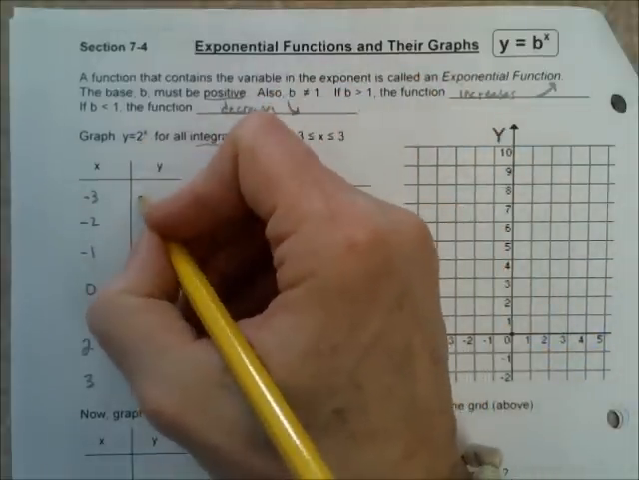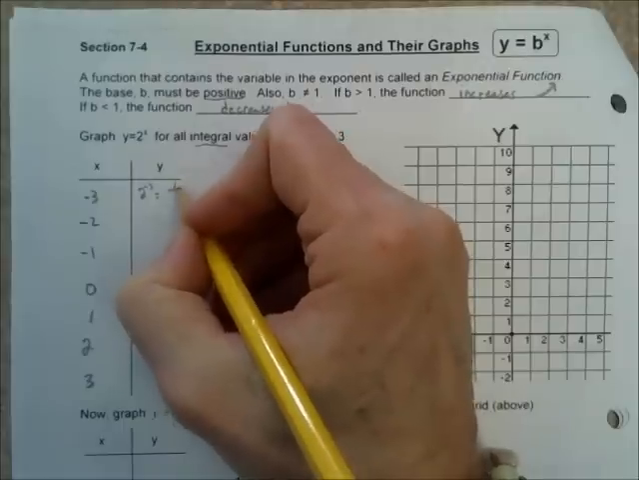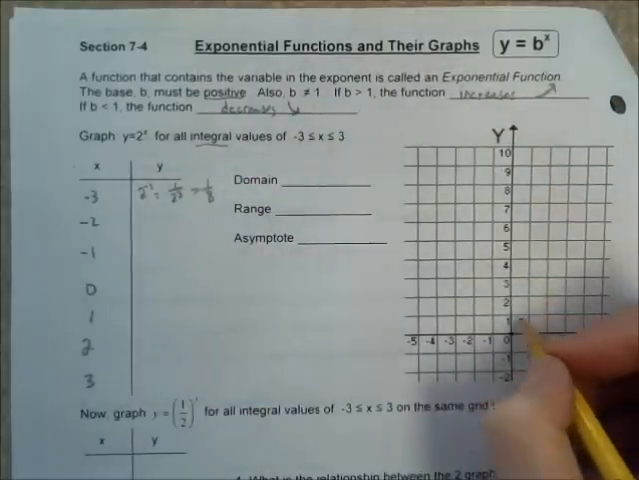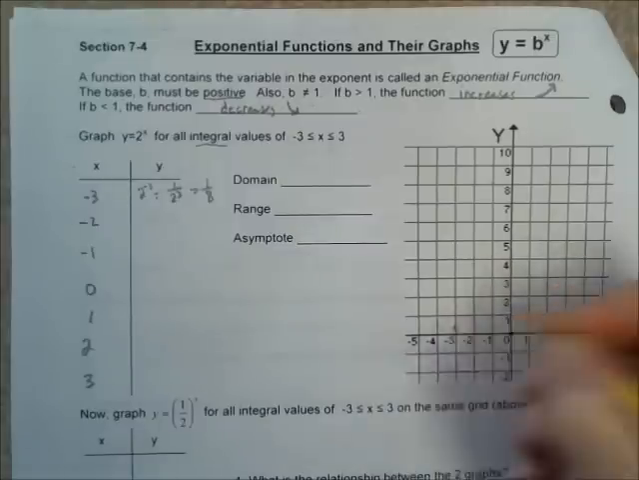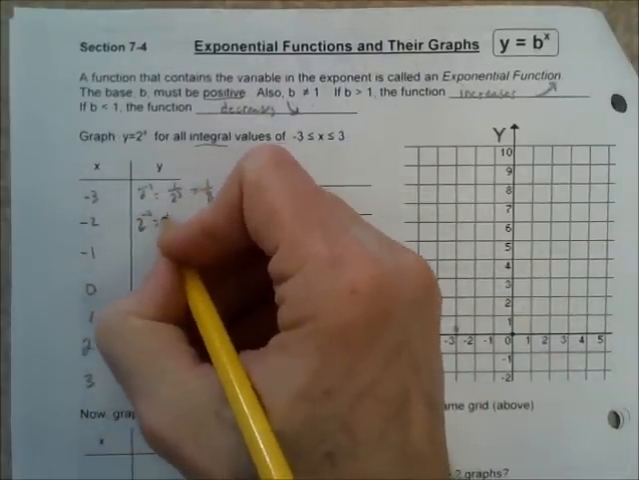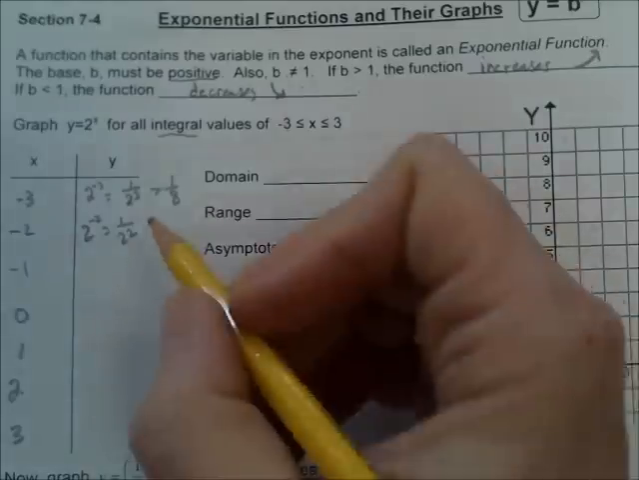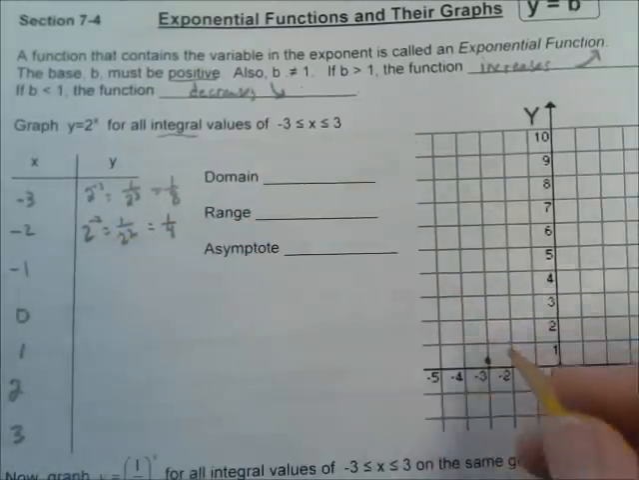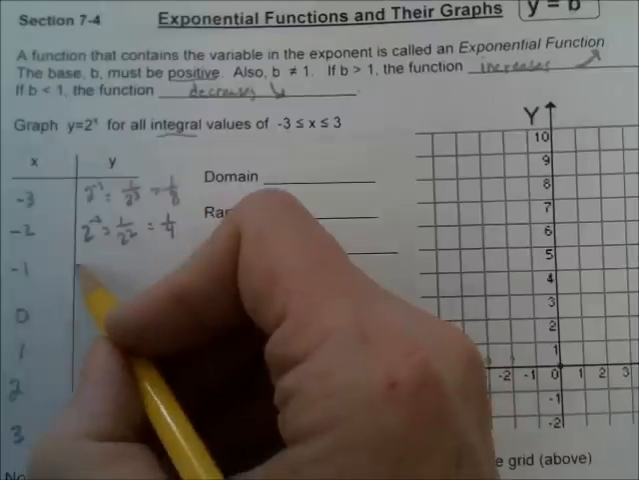y is equal to 2 to the -3. 2 to the -3 is 1 over 2 to the third, which is 1/8. So the first point on our graph is x equals -3 and y equals 1/8, which is really close to the x-axis. The second point, y is equal to 2 to the -2, is 1 over 2 to the +2, and 1 over 2 squared is 1/4. So we'll graph the next point, which is -2, comma 1/4, which is just a little bit up from the x-axis.